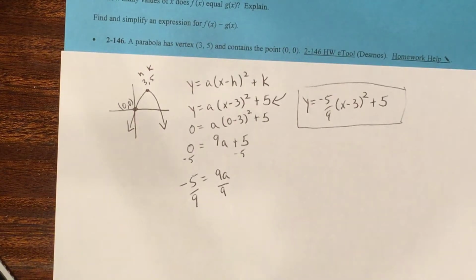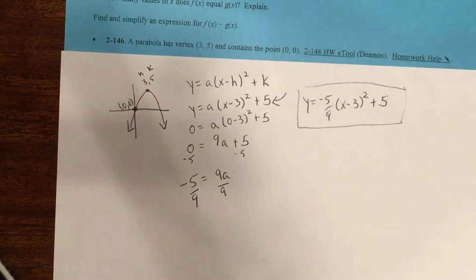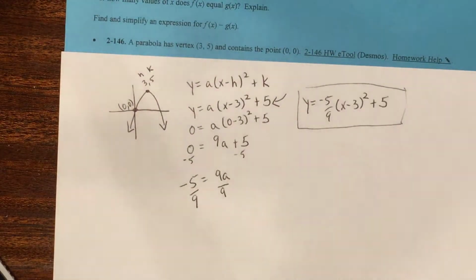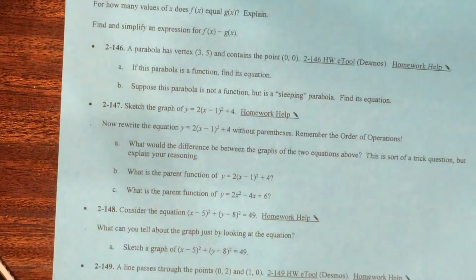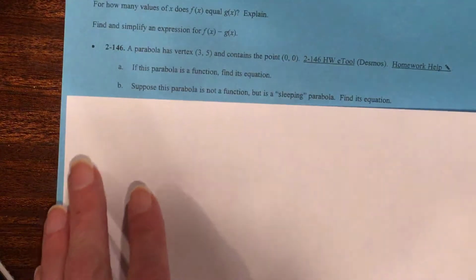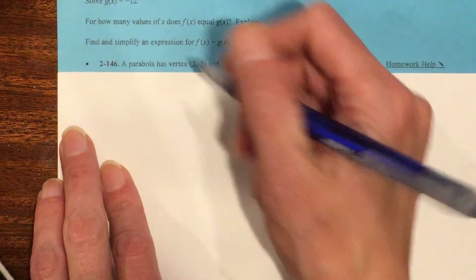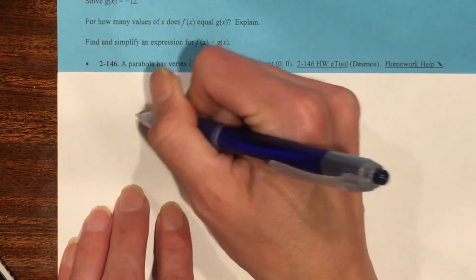Now the last part of this problem asks, well, what if it's not a function? Remember, we talked about those sleeping parabolas in class. So this might be the most challenging, and I wouldn't ask you to do this on a test, but let's talk about a sleeping parabola, right? If it's not a function, let's draw a new sketch of that. What would it look like?